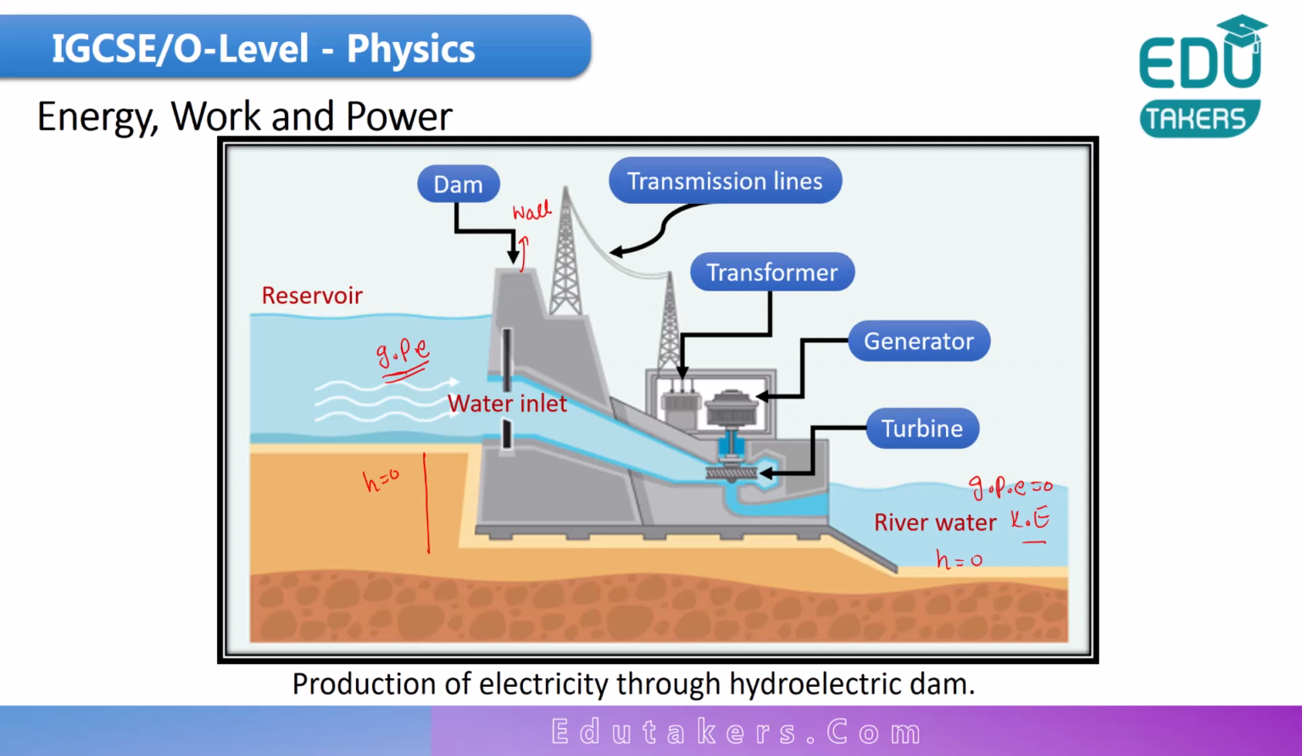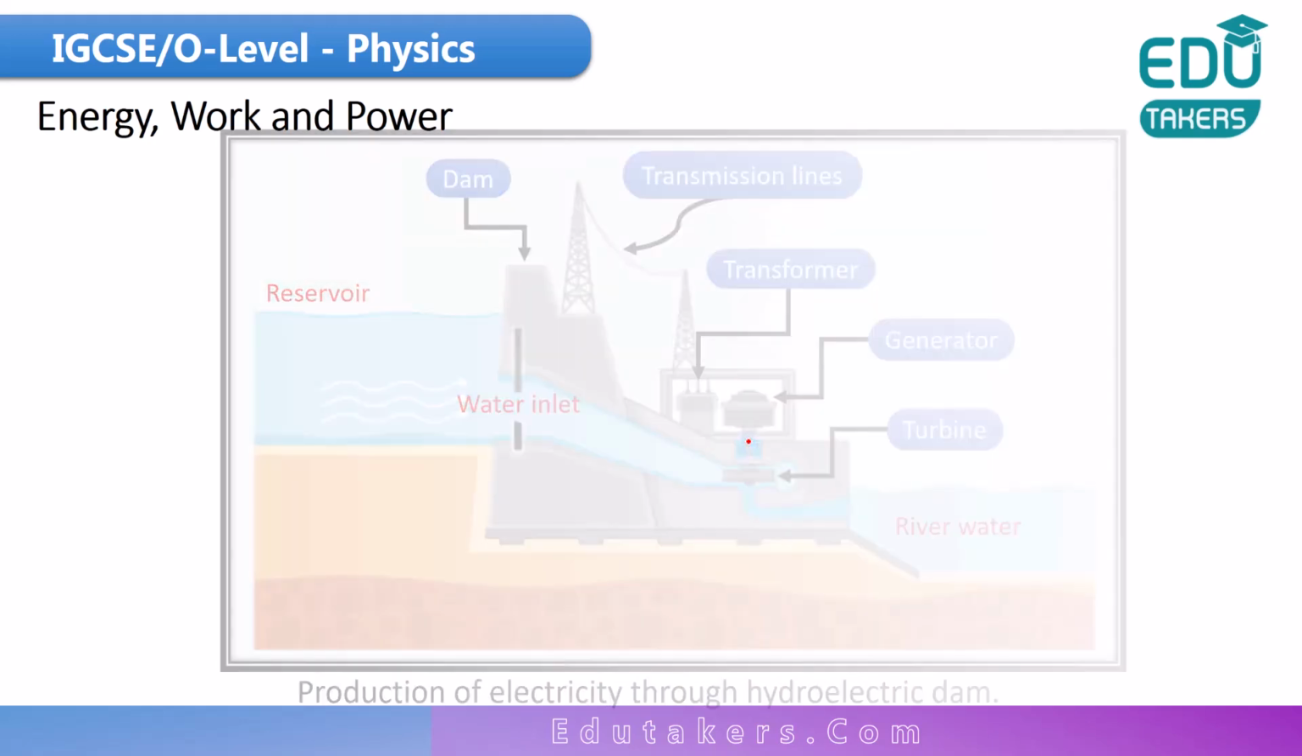Then the flowing water falls on the turbine, which is here. When the water falls on this turbine, it rotates the turbine, due to which the generator is run. By running the generator, the electricity is produced. So in this way you can obtain the energy from the hydroelectric dam. Let's go back and see the explanation.